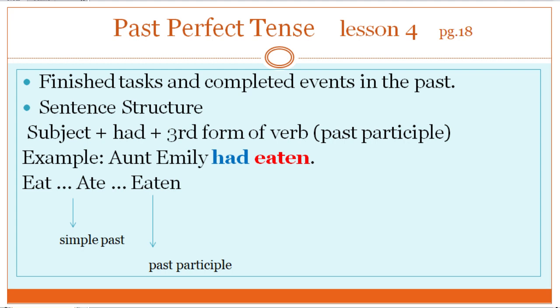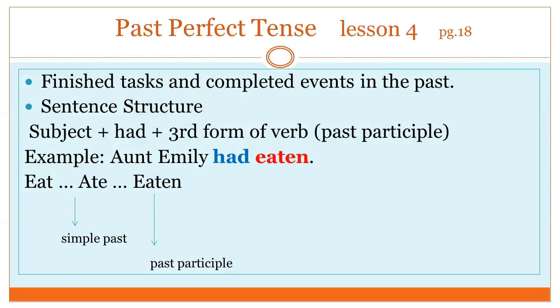Past perfect tense, as the name shows, talks about the actions that are finished or completed in the past. The actions that are finished now, that has started in the past and completed in the past. The structure of the sentences in past perfect tense contains subject, had, that would be auxiliary verb for past perfect tense, had. Then third form of verb that is also called past participle.